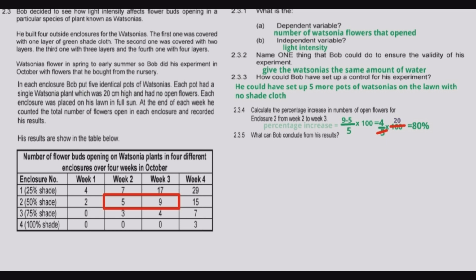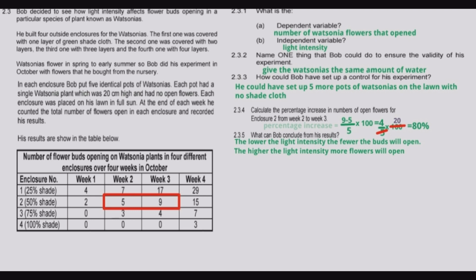Now we come to question number 2.5. What can Bob conclude from this result? So Bob can conclude that the lower the light intensity, the fewer flower buds will open. Or you can also say the higher the light intensity, the more flower buds will open. Both of these answers are correct, so basically that's what you can conclude.